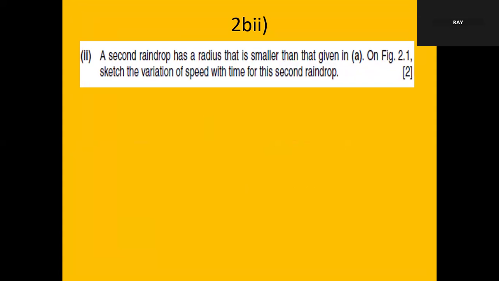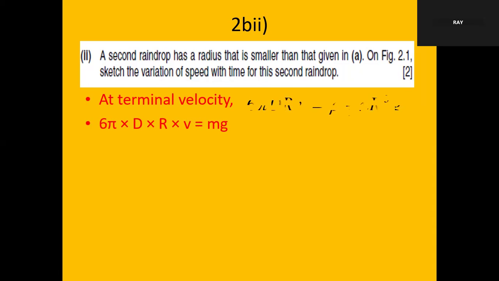A second raindrop has a radius that is smaller than that given in part A. On figure 2.1, sketch the variation of speed with time of the second raindrop. How should we draw? Go back to the physics involved. At terminal velocity, friction equals mg.